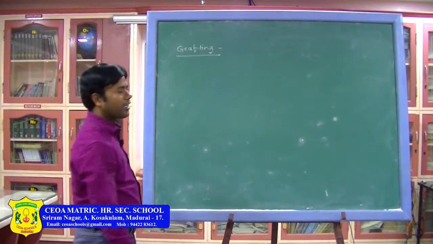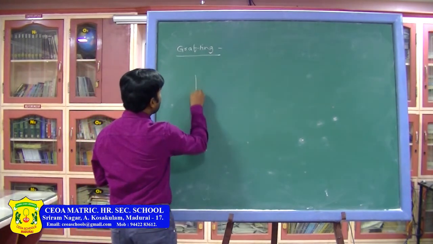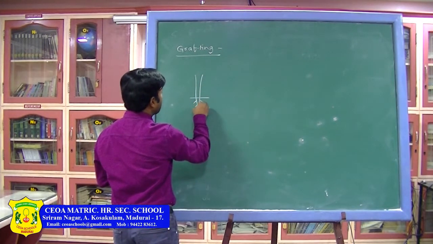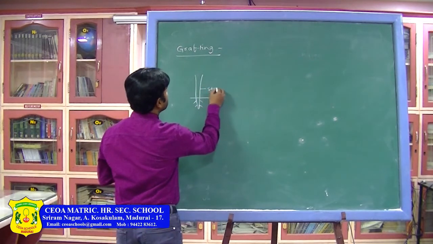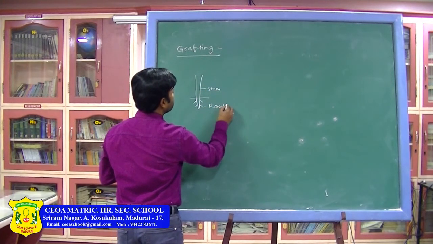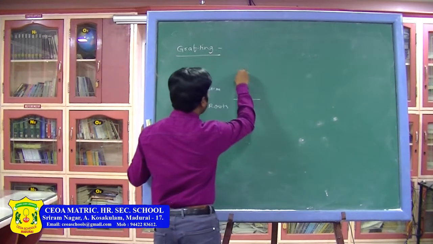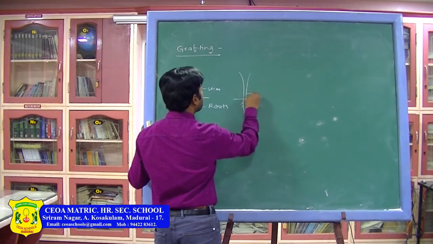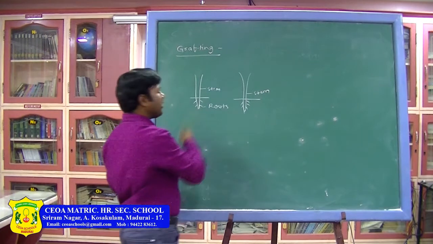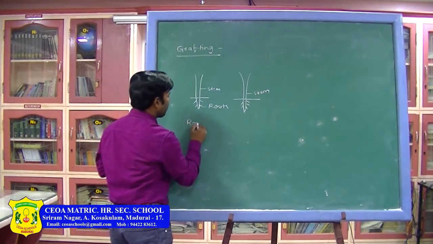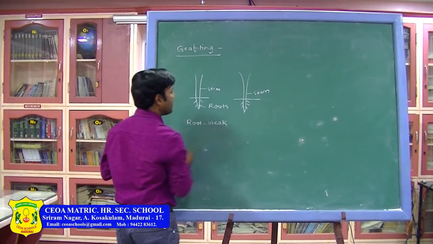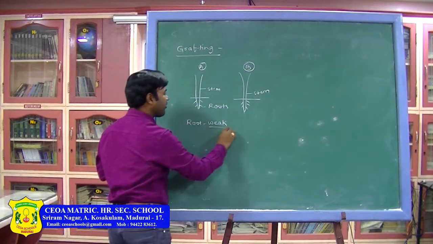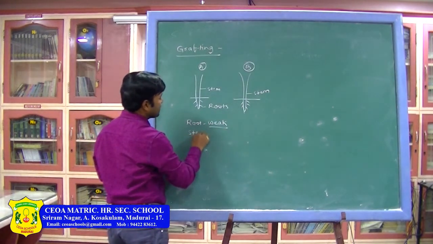Let us see diagrammatically. First of all, if you take a plant, this is a plant. These are the roots, and this is the stem. Next, I am taking one more plant, that is plant B, let us assume. Here roots are present, and this is the stem. In plant A, the roots are weak. Then who is strong? The stem is strong.